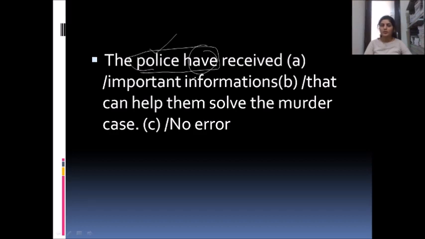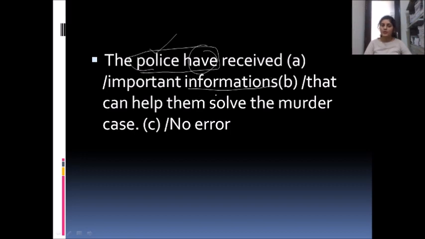Moving on to part B, they have written important informations. Now, information is an uncountable noun. You cannot count the information, right? So when you cannot count something, you do not put s along with it. You do not use this plural form. We always use the singular form whenever there is any uncountable noun. For example, milk, sugar. We never say that give me milks or give me sugars. We say give me some milk or give me some sugar.